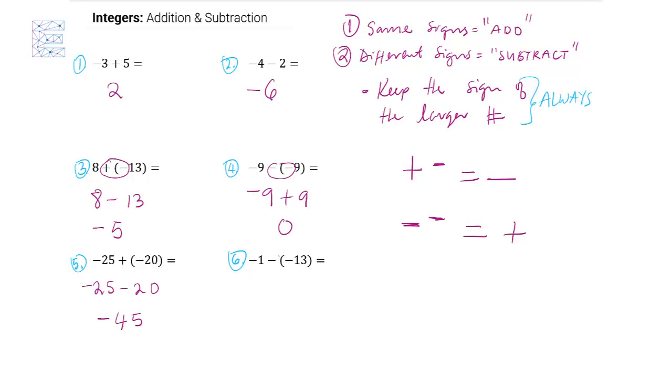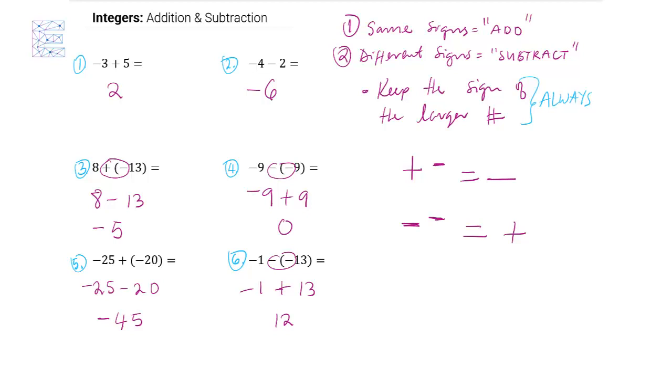For question 6, we have to clean it up. It's negative 1 plus 13. Different signs, which means subtract the numbers. 13 take away 1 is simply 12, and 13 is the bigger one, it's positive, so the answer remains as positive 12. So remembering these rules, you will never again miss an integer question in your life.